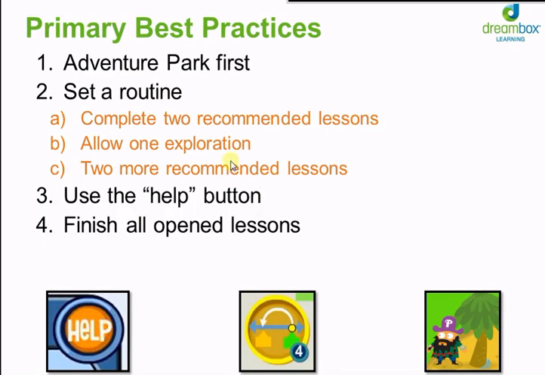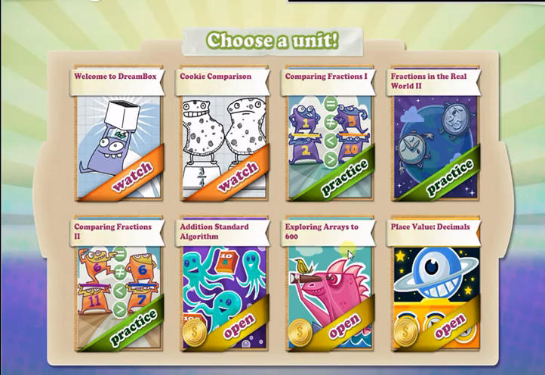Here's just a quick summary of how I think DreamBox could be best used. Students always start in the adventure park, then set up a routine. Ask them to complete 2 recommended lessons first, and then allow them to play one that perhaps has a green check mark already as an exploration, but then back to 2 more recommended lessons that they're earning coins. Remind them to use the help button if they have a question, but to finish every lesson that they open.